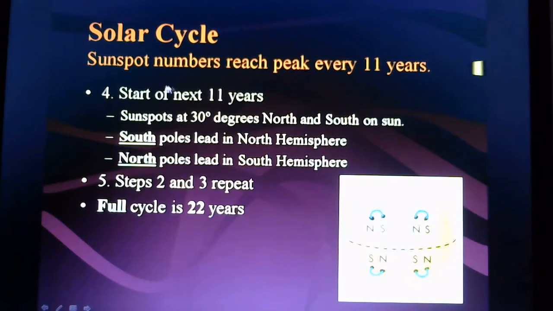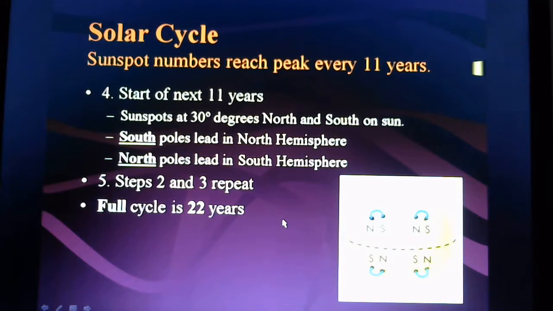When we start the next 11 years, the sunspots show up again at 30 degrees north and south latitude, but now things are reversed. In the northern hemisphere, the south magnetic pole sunspots are in the lead. This diagram is now showing that things are working the other way around. The north pole sunspots are leading in the southern hemisphere. The southern hemisphere has also reversed from what it was in the previous part of the cycle.